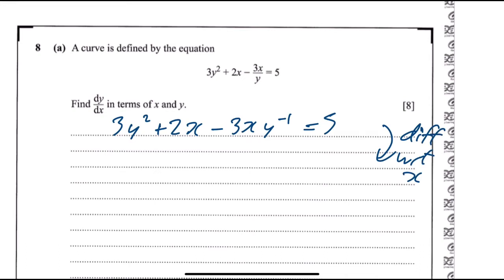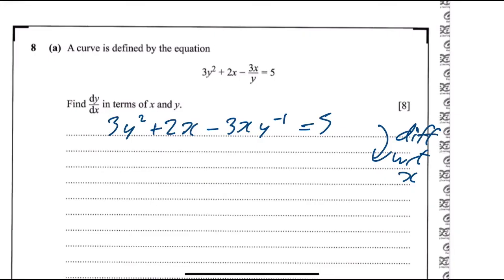So to do the 3y squared, it's completely in terms of y. So what you do is you just differentiate with respect to y. You get 6y, and then just slap a dy by dx on the end. Okay, it's from the chain rule, but that's a really quick, easy way of doing it. Differentiate 2x with respect to x, you get 2. And then this is a product. So we'll do this down here.